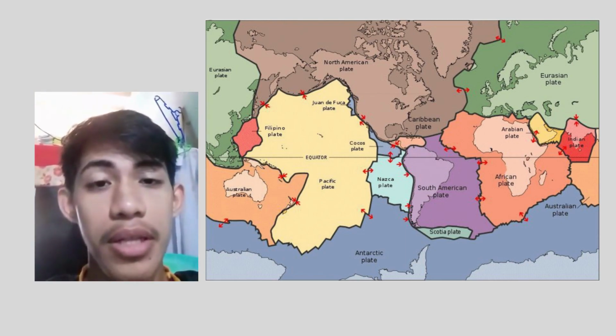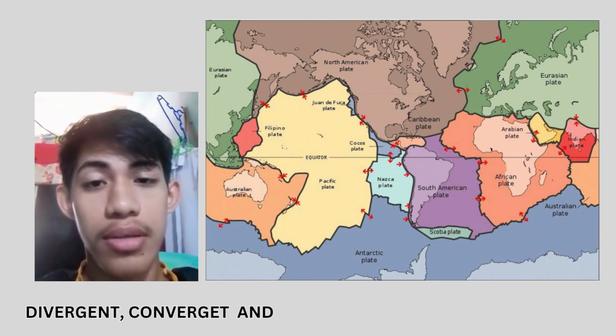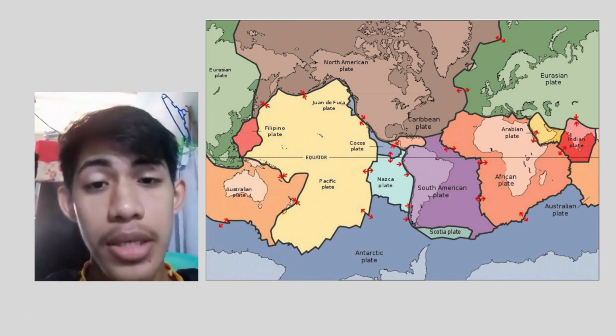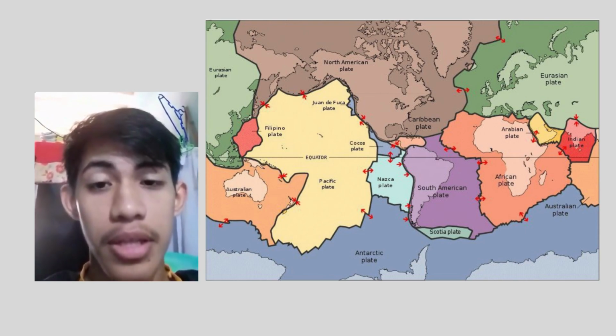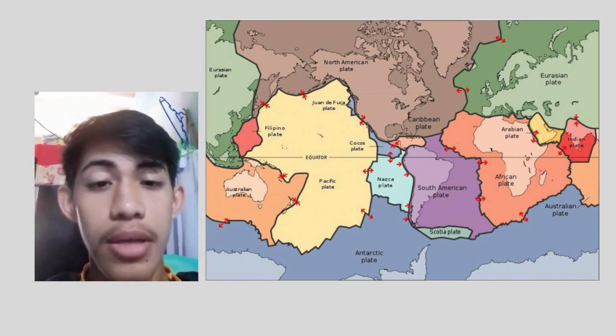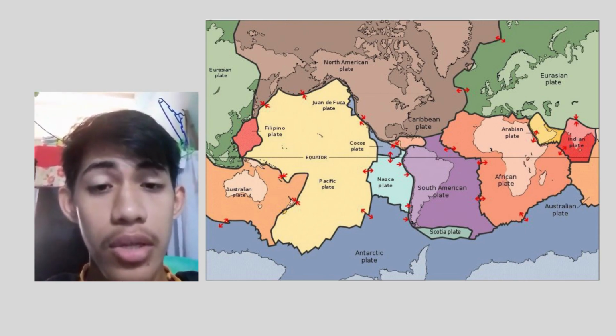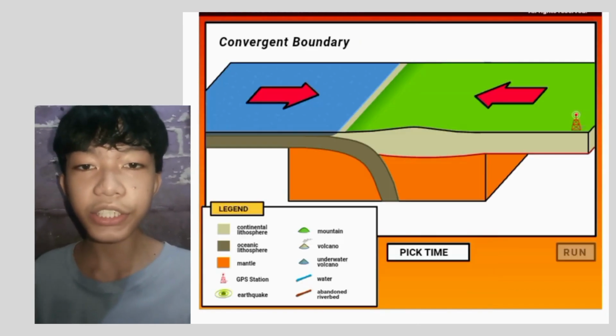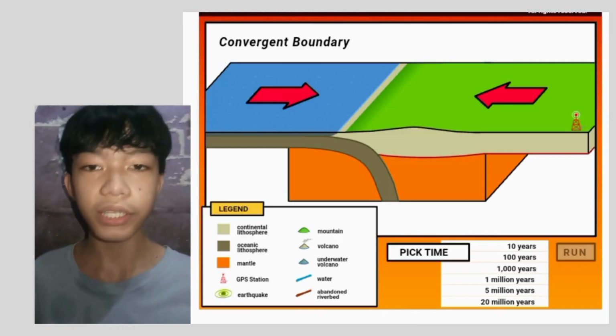These are divided into three types: divergent, convergent, and transform fault plate boundaries. These three types of plate boundaries are differentiated in terms of their movement. According to scientists, 3 to 5 cm per year is the maximum movement of each of these boundaries. The first classification is the convergent plate boundary.